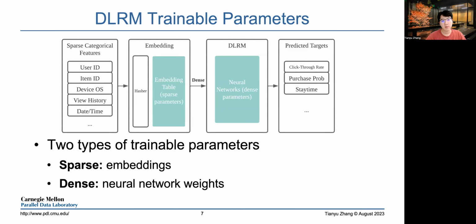Notice that there are two types of trainable parameters in this system. The obvious one is the neural network parameters, what we call dense parameters here. The other type are the embedding table entries. These are the dense representations that we talked about just now, and we call them sparse parameters because they are embeddings of the sparse categorical features.